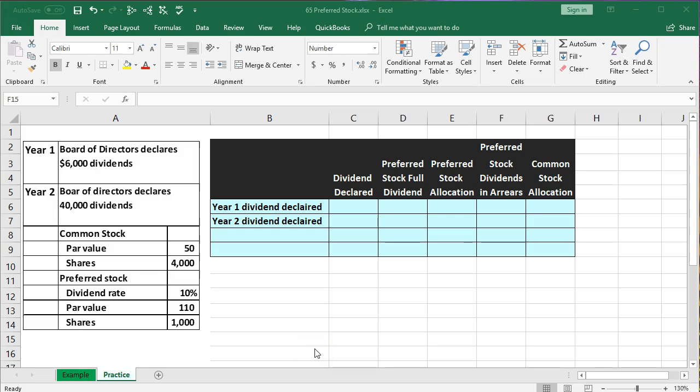In this presentation, we're going to take a look at the distribution of dividends between common stockholders and preferred stockholders.